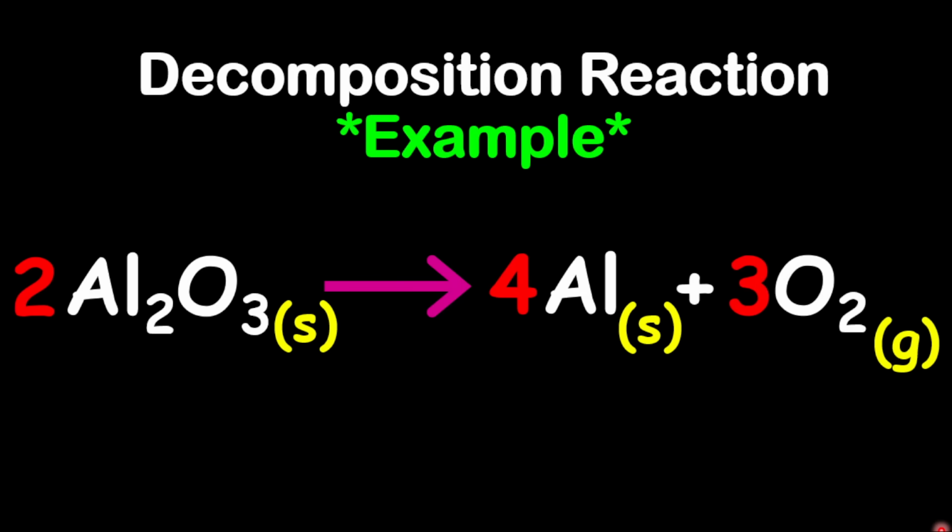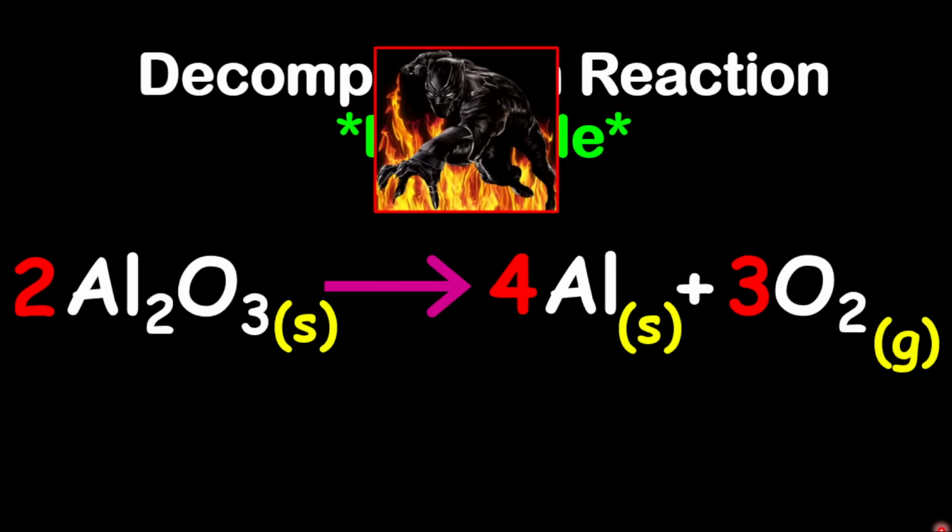Those are the state symbols. Aluminum oxide is a solid. It is really the corrosion of aluminum, so it is oxidized. And then we have aluminum, which is a solid, as you know. Oxygen is a gas.